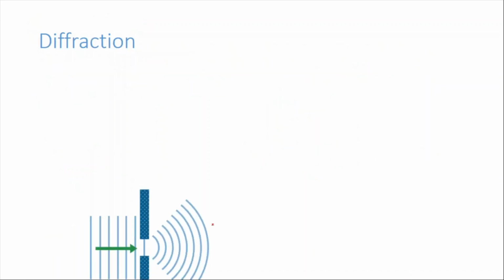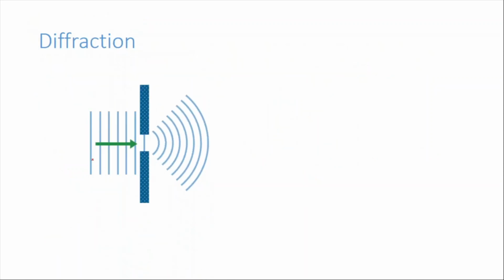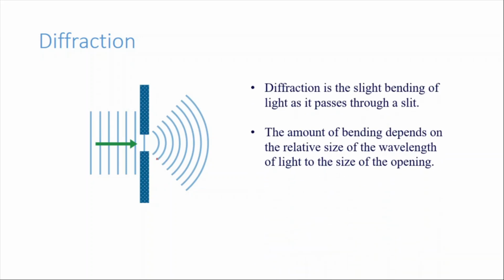What about the diffraction of the light? When light is propagating, these are the wavefronts toward a slit. When the light passes through a slit, it is slightly bending. The bending of the light is called diffraction. So diffraction is the slight bending of light as it passes through a slit.